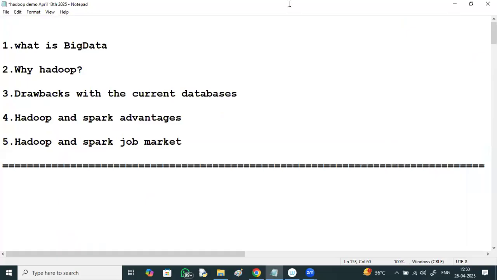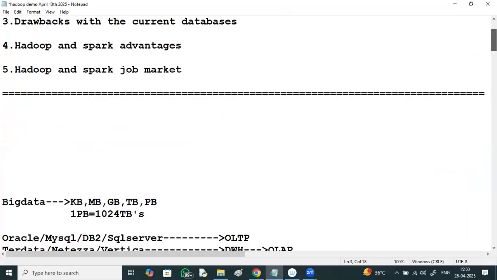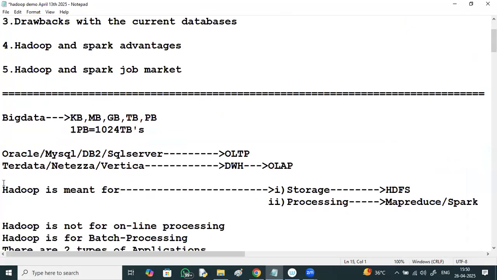So coming to this, starting with what is big data? If we talk about big data, you should have seen KBs of data, MBs of data, GBs, or TBs. But today data is getting generated in petabytes. 1 petabyte equals 1024 TBs. Already 1 TB is a large storage unit.